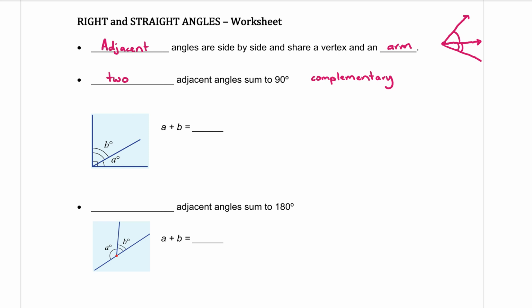So we have a right angle, and you can see that the two angles inside here, A and B, both of those angles together make up that right angle. So that means that A plus B would be equal to 90 degrees. So that's one special type of adjacent angles where they add to give 90 degrees.